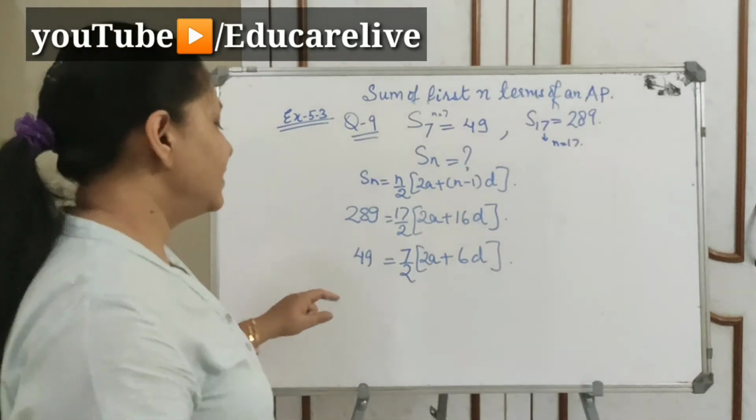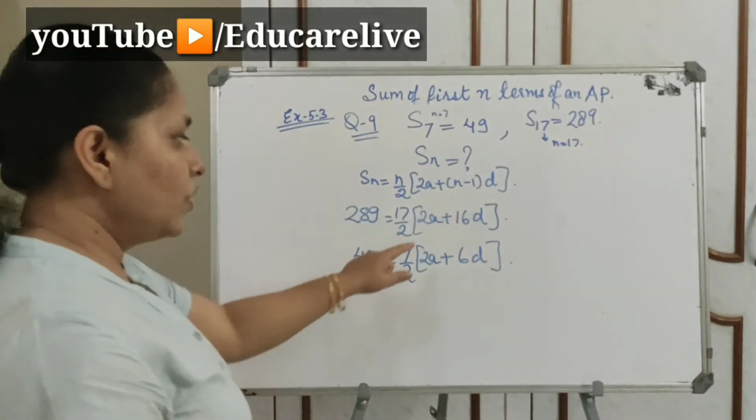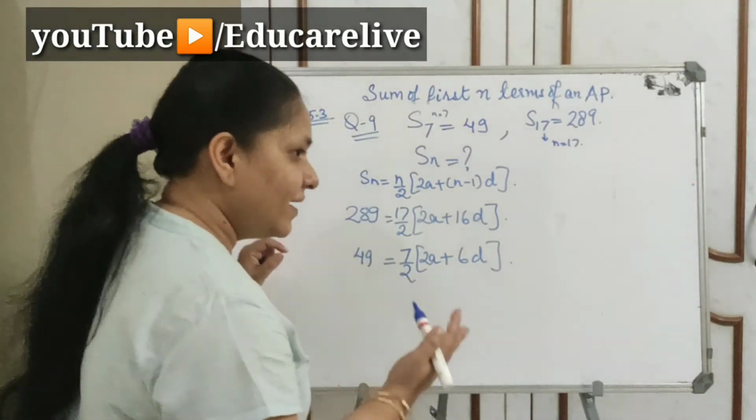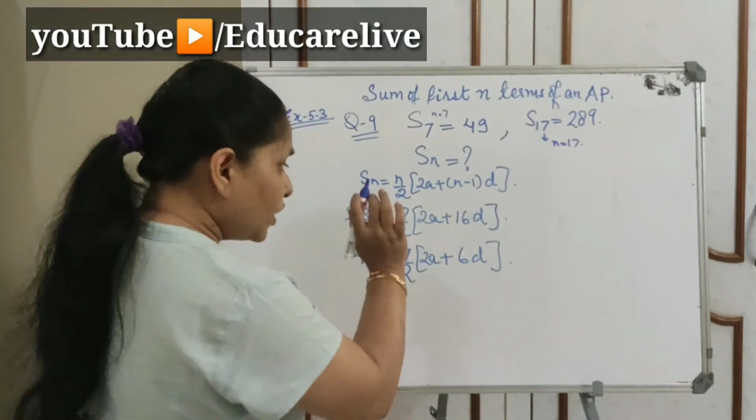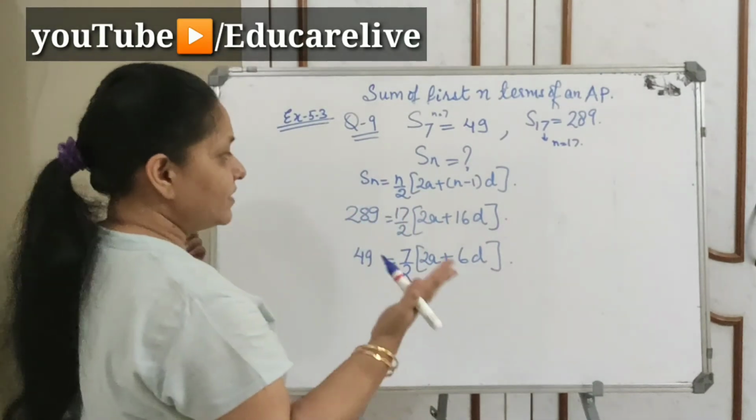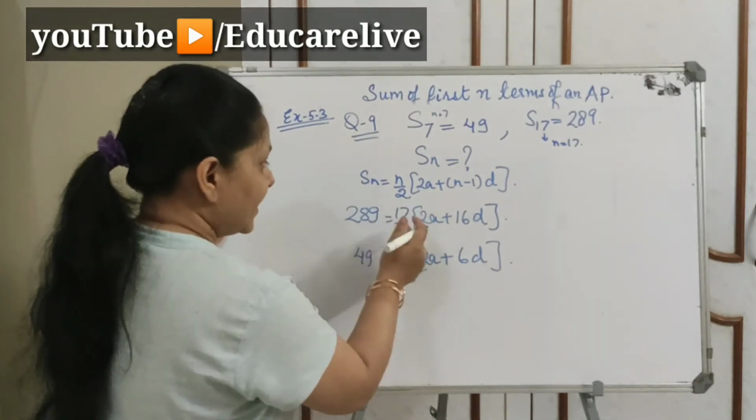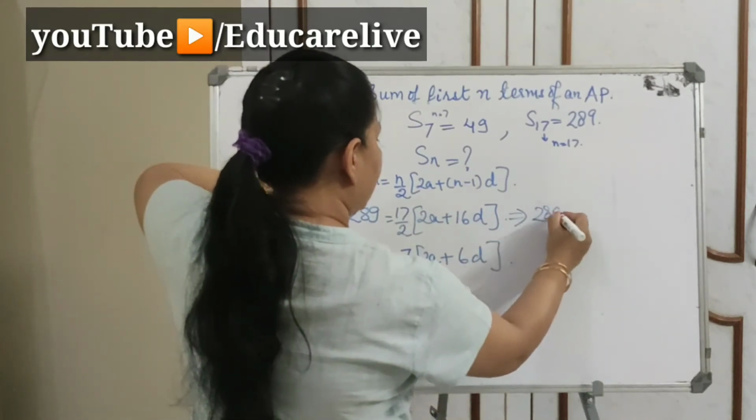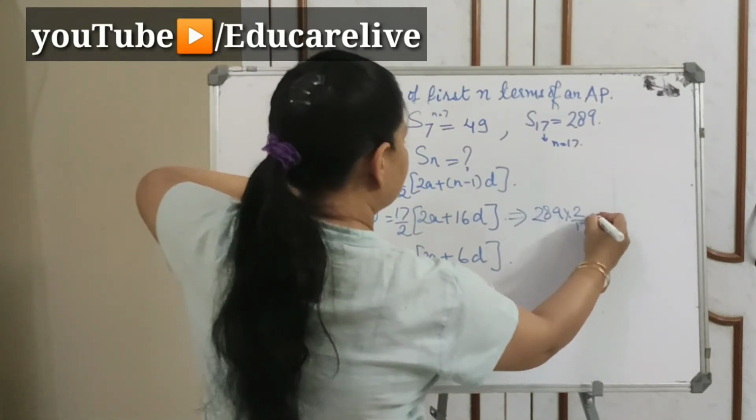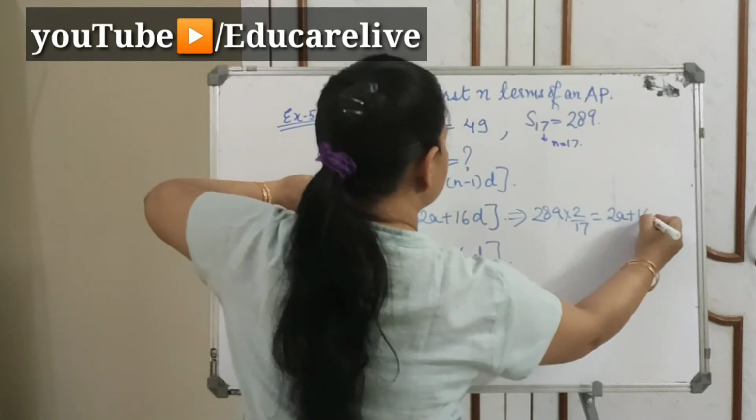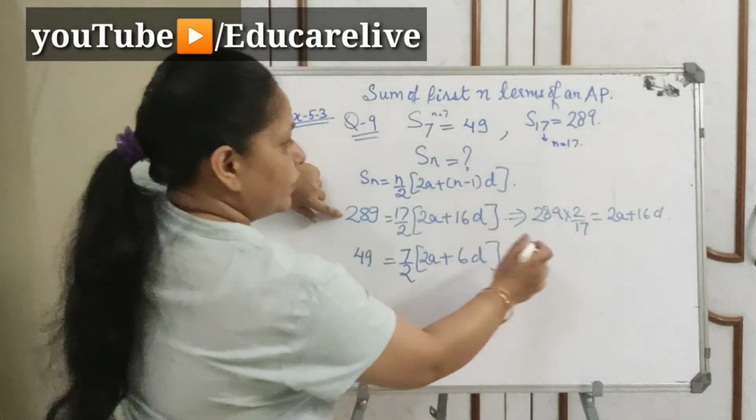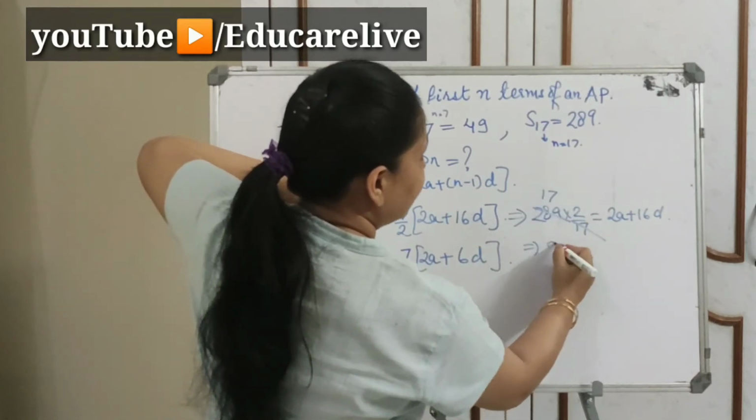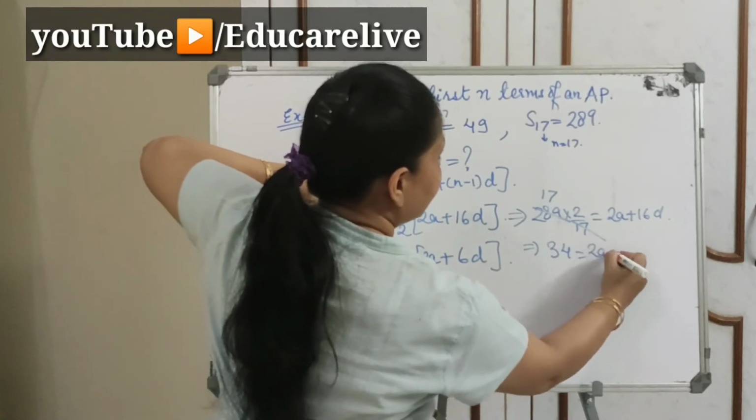So what we can find here is a and d. Two unknowns are here, so while solving these equations, we can find a and d. Now you know that square of 17 is 289, so this we can cancel out here. If we simplify this, 289 into 2 by 17 is equal to 2a plus 16d. I am simplifying this equation first. So 17 17s are 289, so this becomes 17 2s are 34, and this is 2a plus 16d.